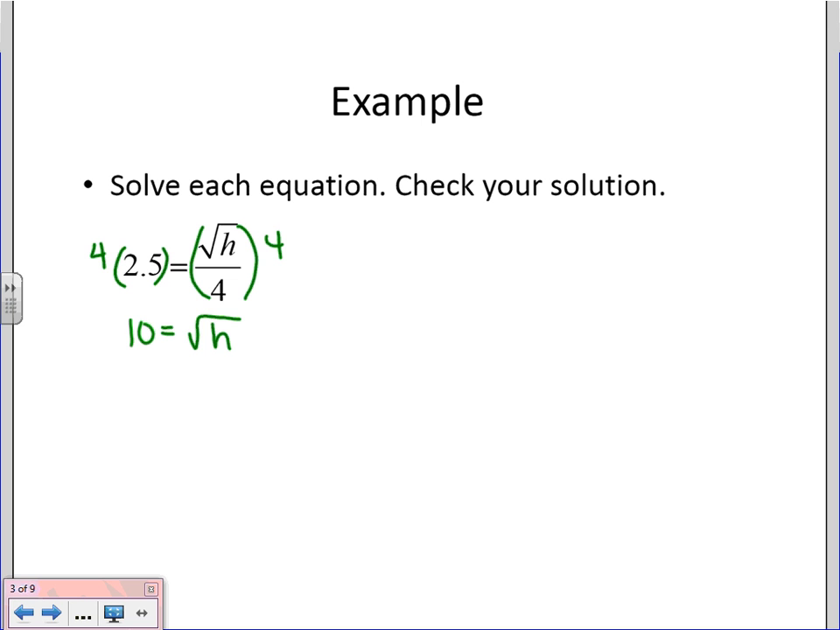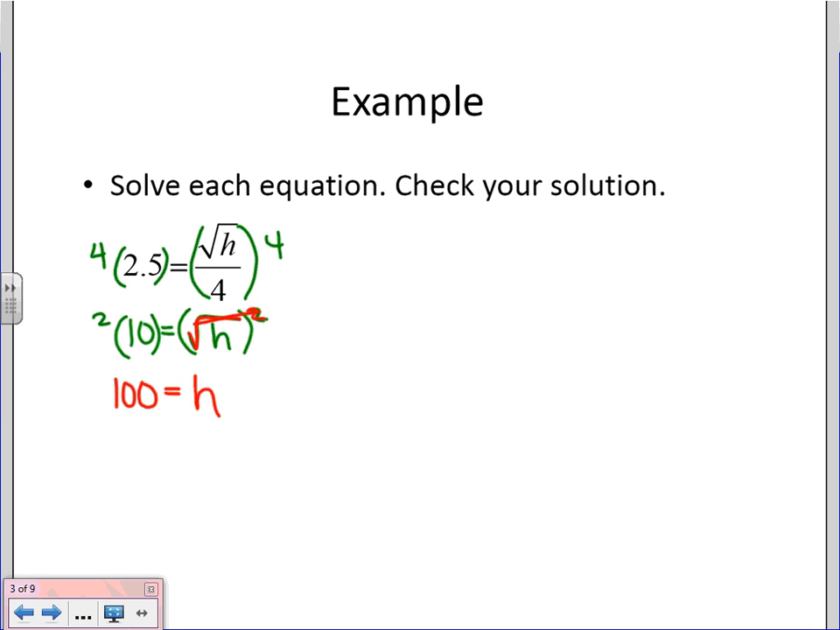Now the next step was to square both sides. And when I square both sides, this square will eliminate the square root. So those kind of cancel each other out. Okay, and then we have 10 squared, which is 100, equals h. Okay, this is as simple as it will go.